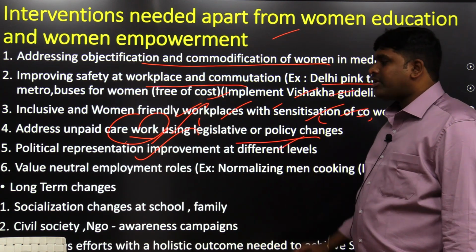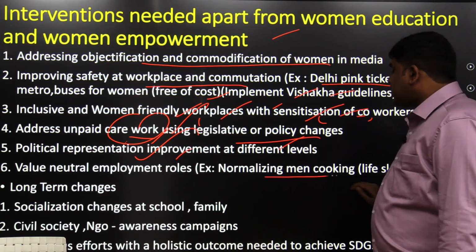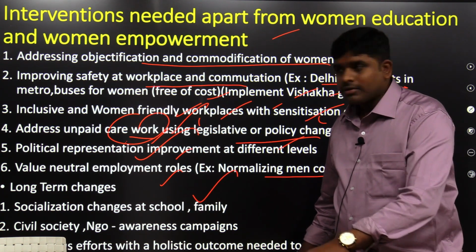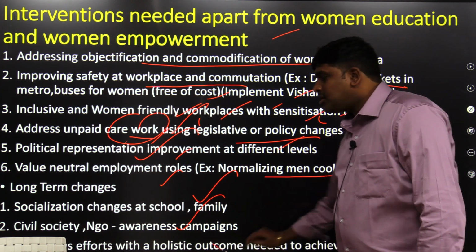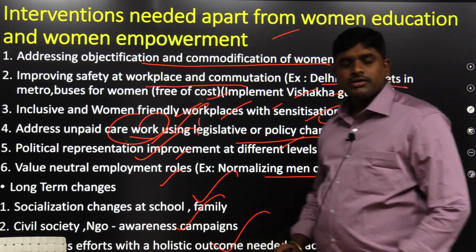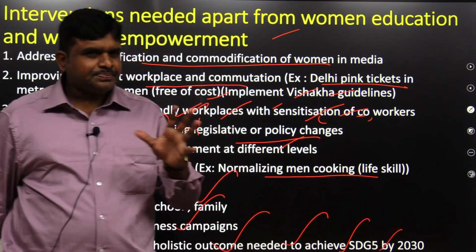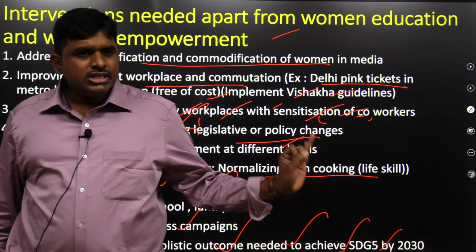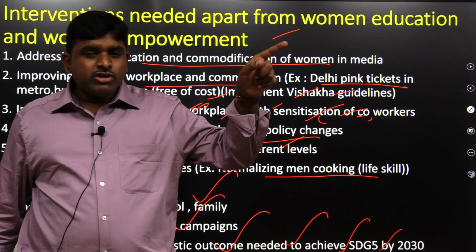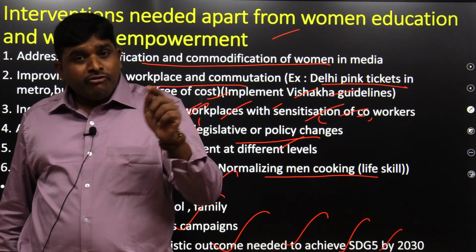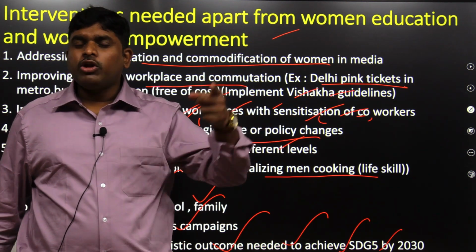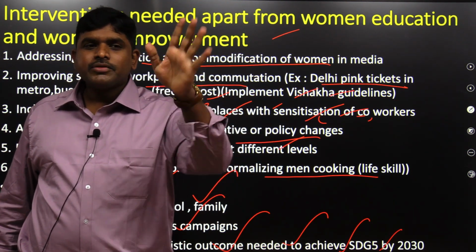Political representation improvement at different levels, value neutral employment roles, normalizing men cooking, life skills, long-term changes, socialization changes at school level, children, civil society, NGOs, awareness campaigns. Continuous efforts with a holistic outcome are needed to achieve Sustainable Development Goals by 2030. If you notice, for this health and gender equality, I am using Sustainable Development Goals. Why? Because earlier it was Millennium Development Goals, now it is Sustainable Development Goals. When you are giving a conclusion, try to add Sustainable Development Goals. When these are provided, then only we can achieve the Sustainable Development Goals by 2030.